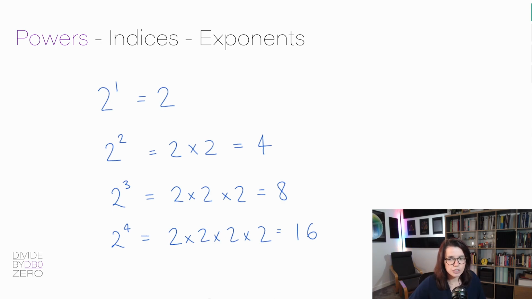Now, I'm just going to go back to a couple of those because there are special ways you can say 2 to the power of 2 and 2 to the power of 3. Another way of saying 2 to the power of 2 would be to say 2 squared. And another way of saying 2 to the power of 3 would be 2 cubed. You might hear people referring to those, but all they really mean is 2 to the power of 2 or 2 to the power of 3.